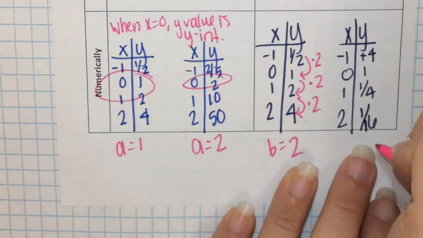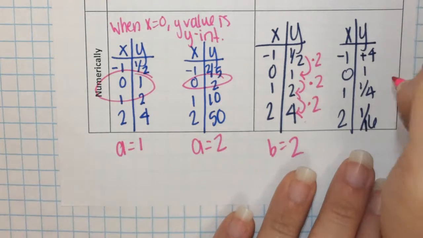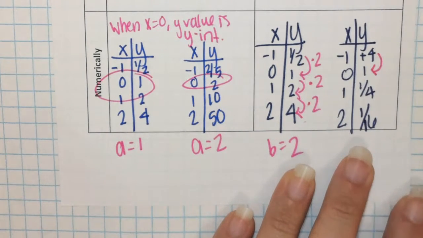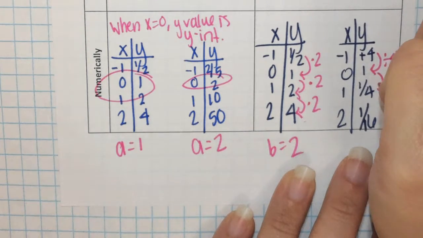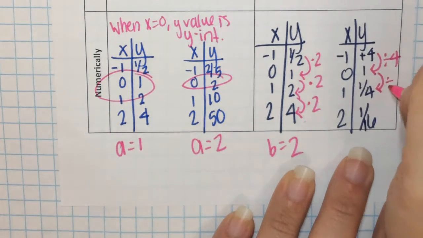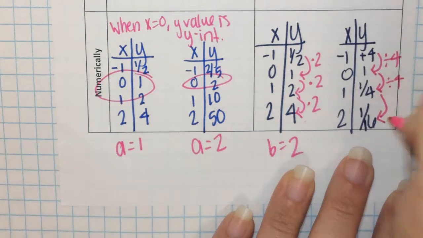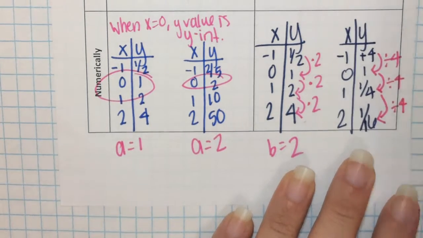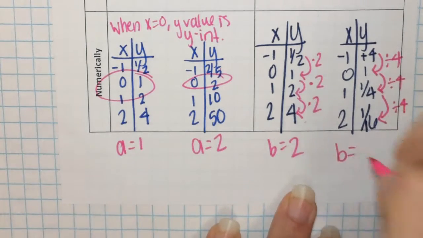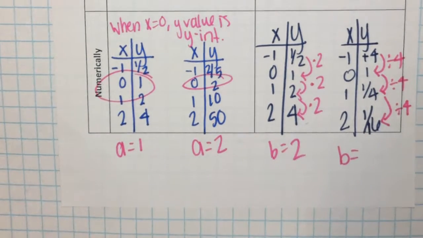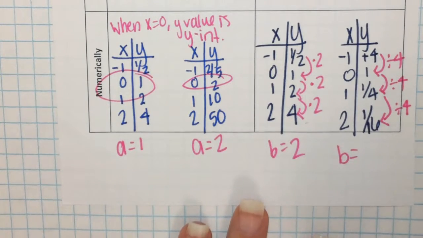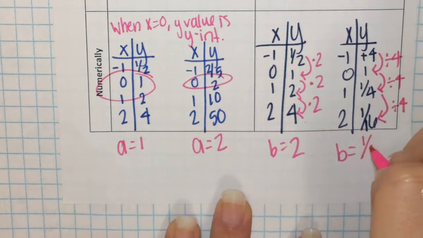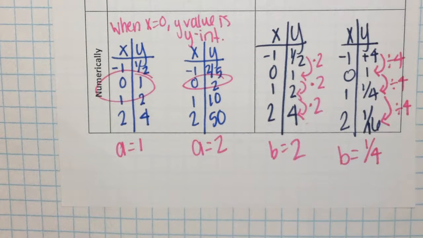All right, are we increasing or decreasing on this one? And how would we get from 4 to 1? What would we have to do? Divide by 4. Good. How would we get from 1 to 1/4? And 1/4 to 1/16? So what is our base this time? Is it 4 or is it 1/4, if we're dividing? One-fourth. Fractions or division.